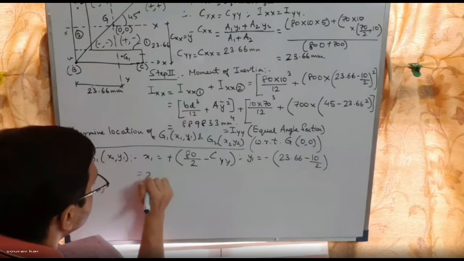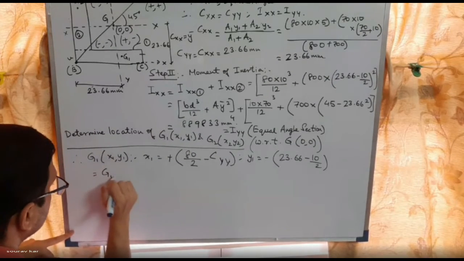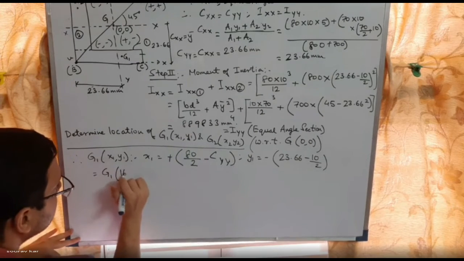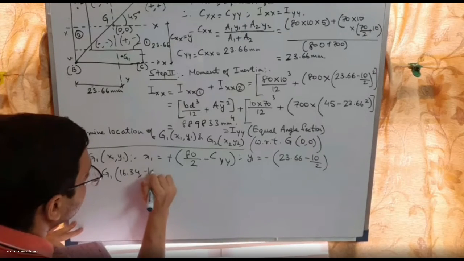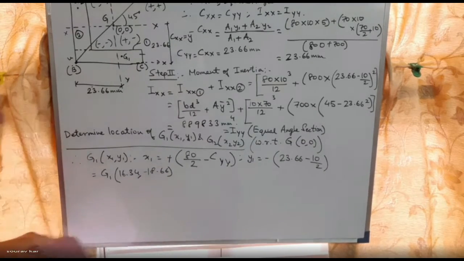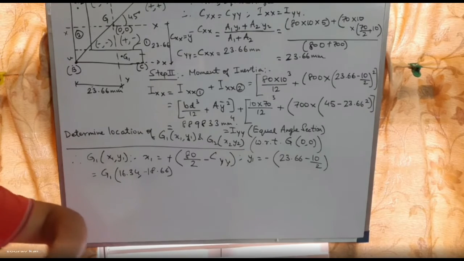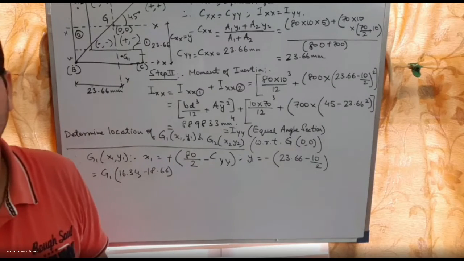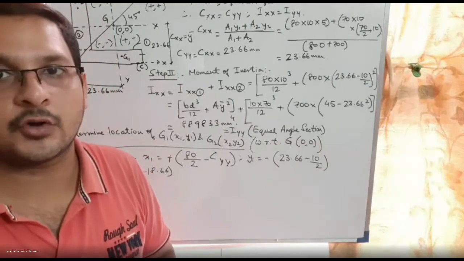So the coordinates of G1 is 16.34, x1 is 16.34, y1 is minus 18.6. समझ में आया कि नहीं? If you are not able to understand, you can ask me, no problem. There is no hurry, because these are the understanding part, the portion. And if you fail to understand, you will never able to cope up with the problems here.